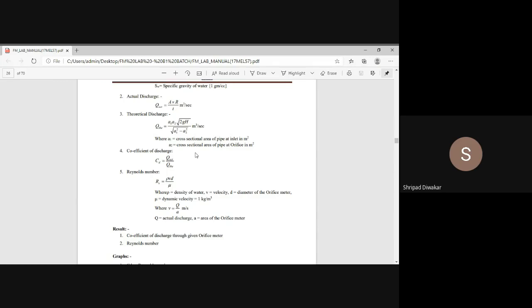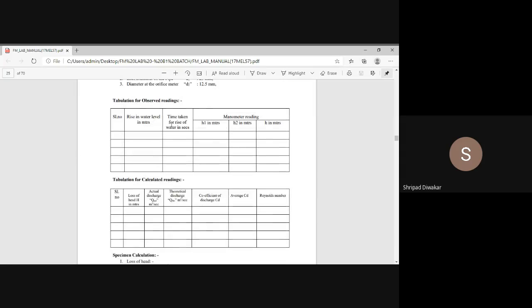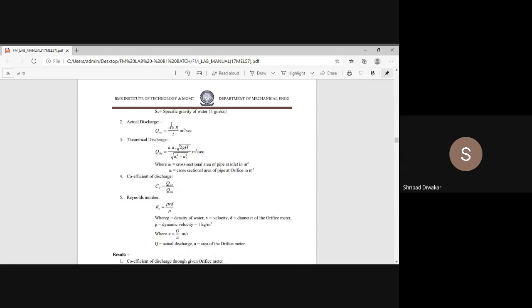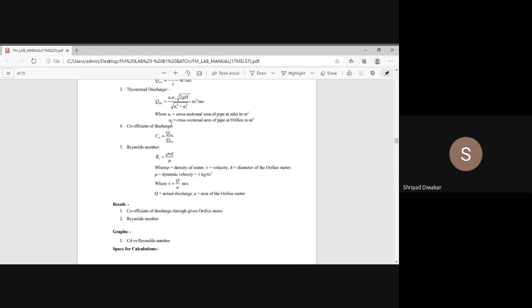a1, a2 into square root of 2g into capital H divided by square root of a1 square minus a2 square. I will tell the actual meaning of these terms. a1 is the cross-sectional area of the main pipe. The diameter of the main pipe is 25 mm, what you have written in the observation. And the diameter of the orifice is 12.5 mm.